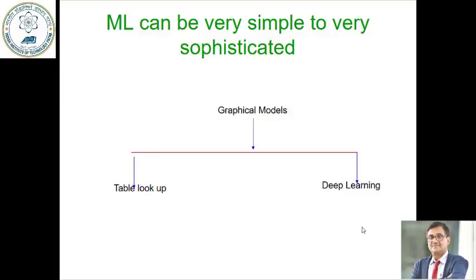In between is statistical machine learning. An example of that would be graphical models or support vector machines. This is a spectrum which is worth remembering, going from table lookup through statistical learning to deep learning. Deep learning is the paradigm of the current scenario. But all of them actually work on data and create models which fit the data.